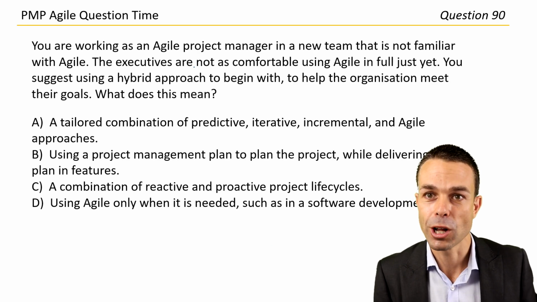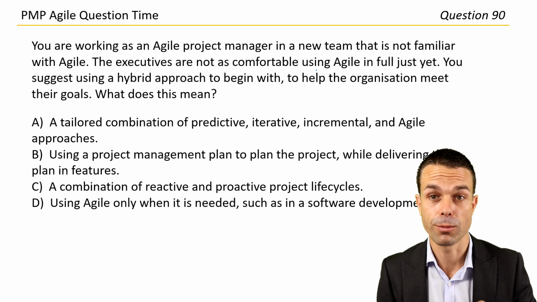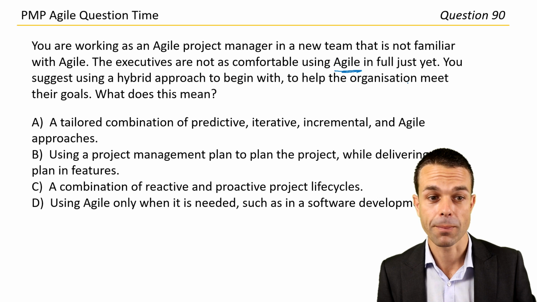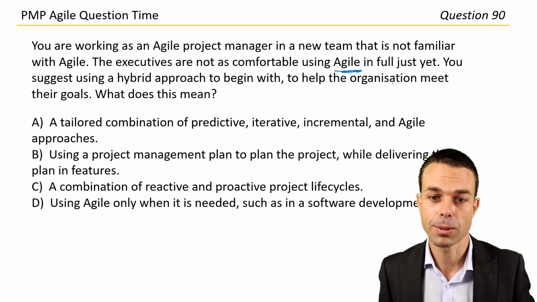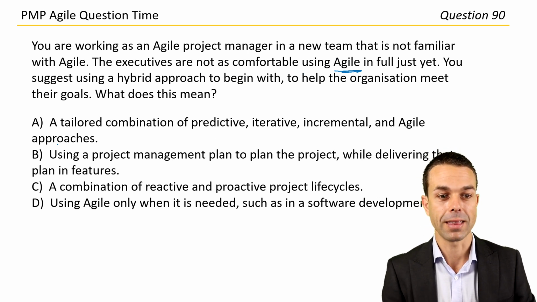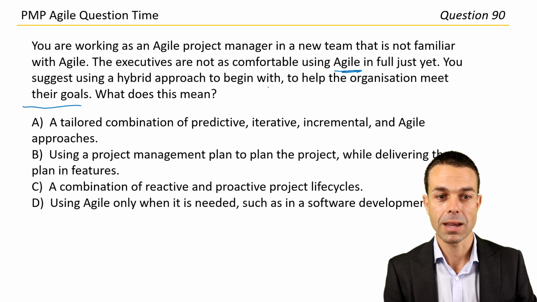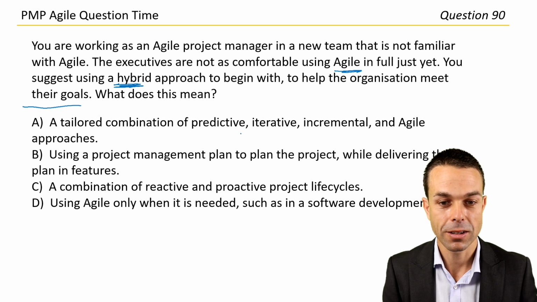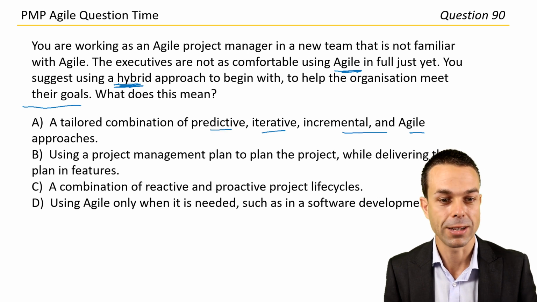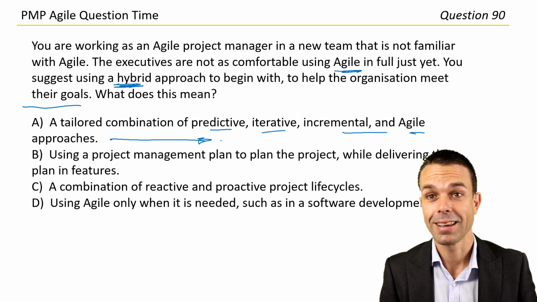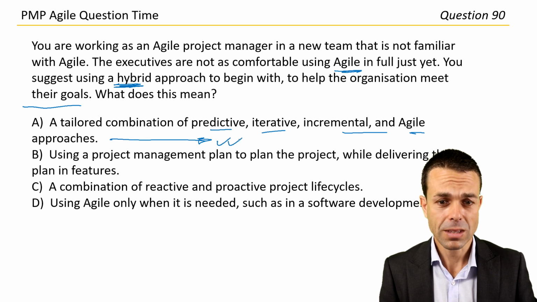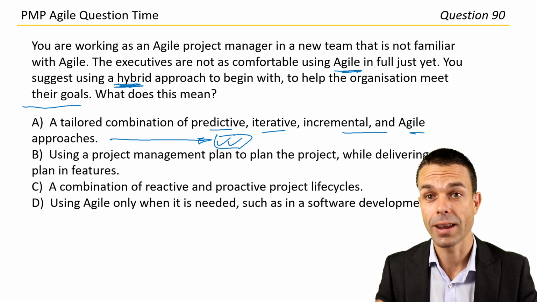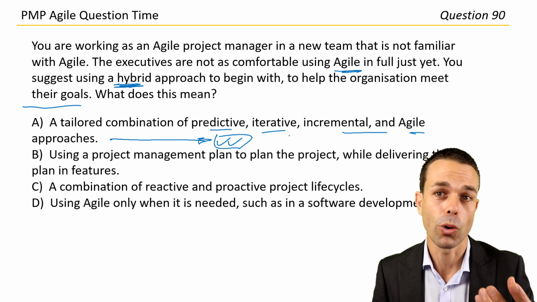You're working as an Agile project manager in a new team that's not familiar with Agile. The executives are not as comfortable using Agile in full just yet. You suggest using a hybrid approach to begin with to help the organization meet their goals. What does a hybrid approach mean? Is it a tailored combination of predictive, iterative, incremental, and Agile approaches? Straight off the bat, yes. Yes, it is. A hybrid approach to life cycles and how we're going to run our project is a combination of all of those things.